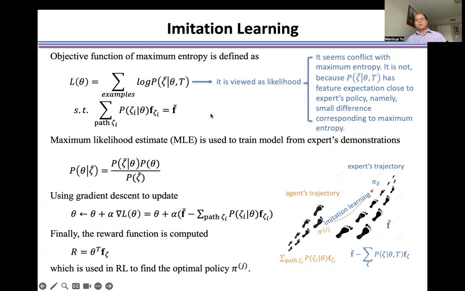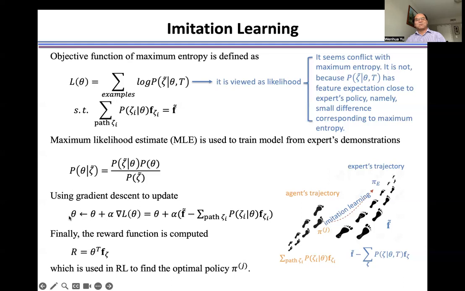Now, if we view this P as a likelihood, then we can use maximum likelihood estimation from the expert demonstration, or from the samples from the expert demonstration, to train this model and make this likelihood maximum. That means we use the gradient descent method to update the theta using the samples from the expert demonstration. And step by step, make this theta convergent.